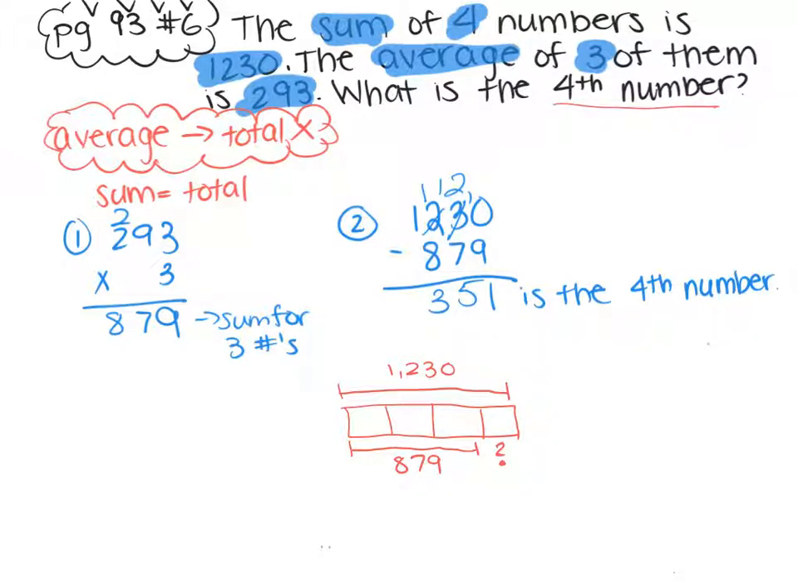So that's why I did 1,230 and subtracted 879, because 879 plus this number needs to give us our total of 1,230. So I hope that's a good visual for those of us who weren't understanding why to subtract.